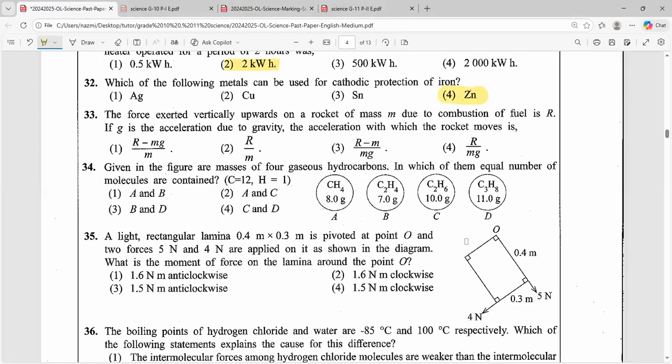The force exerted vertically upward on a rocket of mass m due to combustion of fuel is R. If g is the acceleration due to gravity, the acceleration with which the rocket moves is. So there is an upward force, what? R. Downward force, you have what? Weight. What is the weight? Weight equals mg. So here the weight is mg. So up you have R, down you have mg. What is the resultant force?